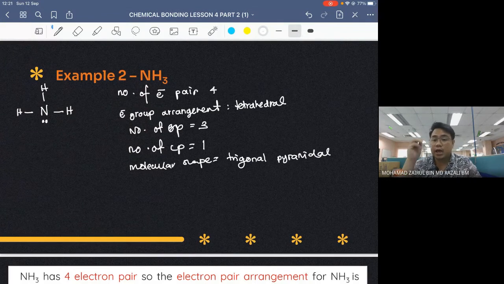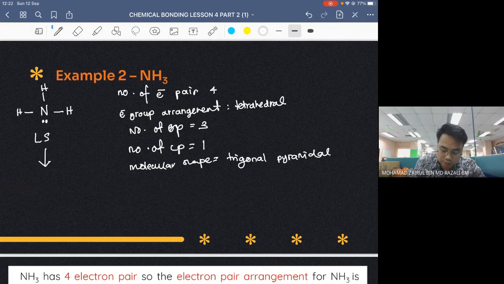Tapi for NH3 awak kena tahu dia punya actual bond angle. So the actual bond angle for NH3 is 107.3. Okay, so nanti ini adalah Lewis structure. Okay, and then kita akan convertkan dia kepada dia punya molecular geometry for trigonal pyramidal. So we have nitrogen, we have hydrogen here. Okay, so this is the lone pair. So this is the molecular geometry and the bond angle is 107.3 degree.